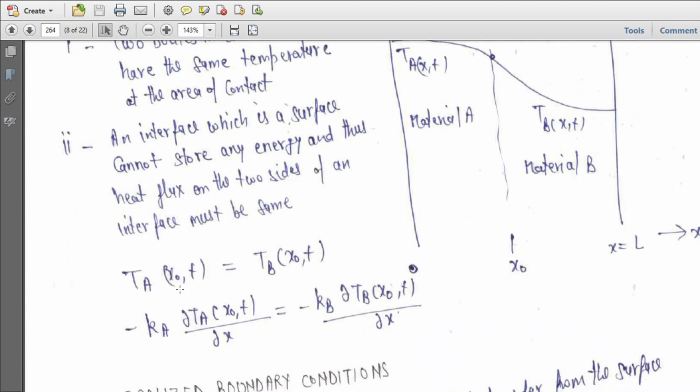So you have two conditions here. The temperature at the interface of both materials should be the same, so TA at x equal to 0 should be equal to TB at x equal to 0. Next, whatever flux is coming to the interface is equal: minus kA del TA upon del x at x equal to 0 equals minus kB del TB upon del x at x equal to 0. So at this particular point, the conduction fluxes must be equal.